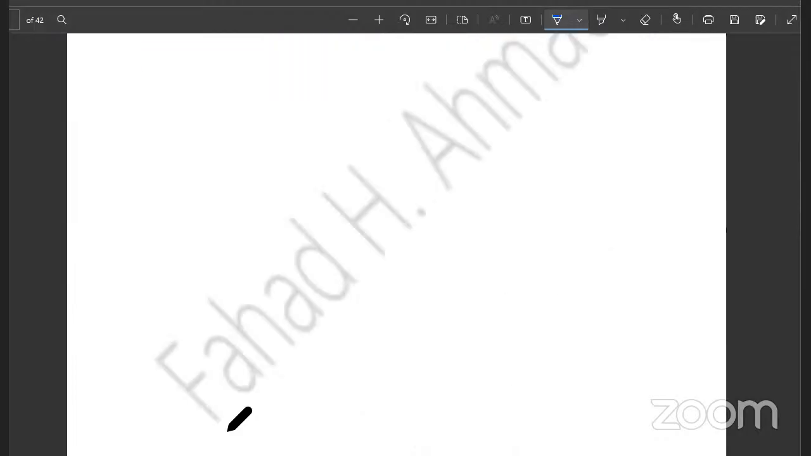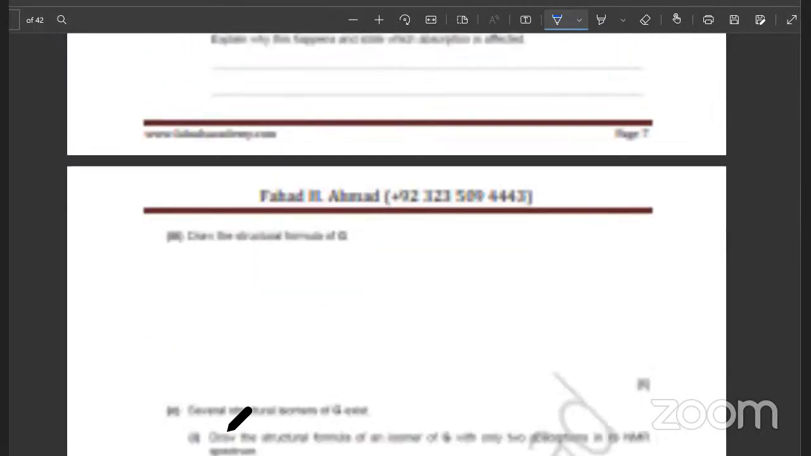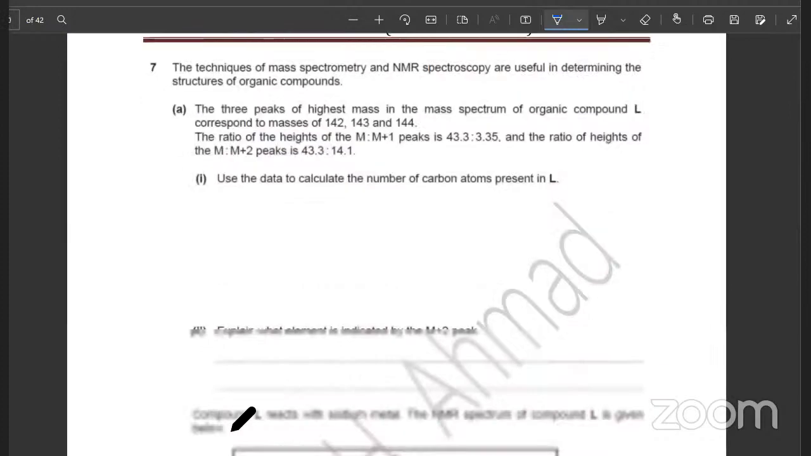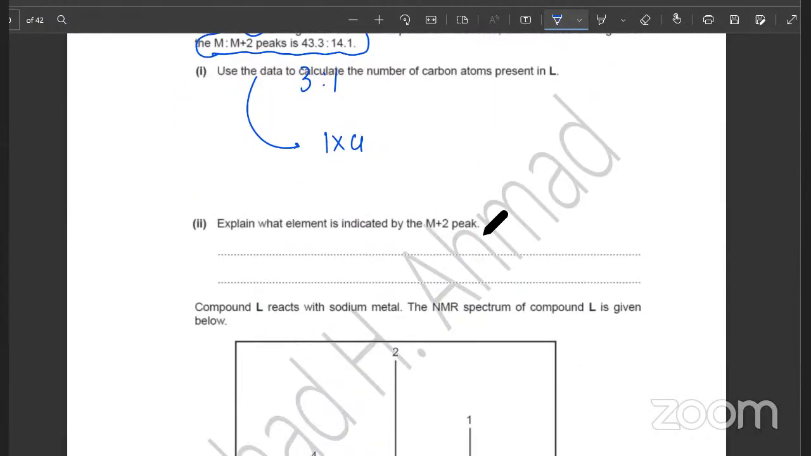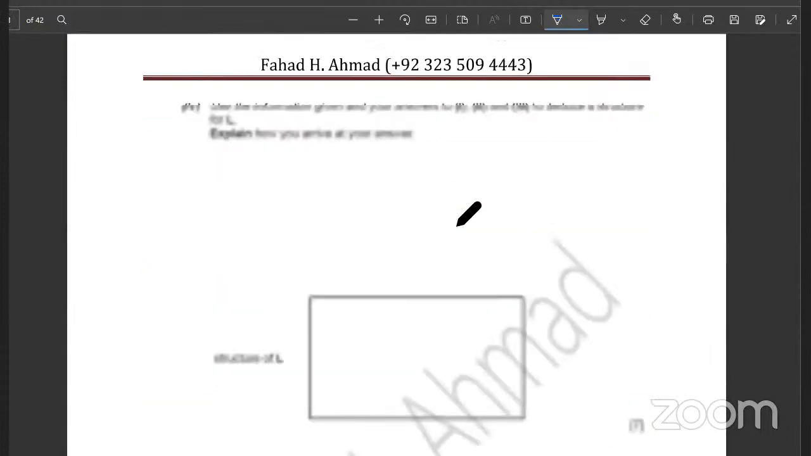So maybe in the question, somewhere you might be given the M+2 peak as well, like over here. You might be given an M+2 peak. What ratio do you have over here? What ratio is this? 3:1. Okay, that's 3:1, and that would indicate that it's got 1 chlorine. Okay, is that clear? And so which element is indicated? That's about it. Okay, you're not going to be asked much about it.